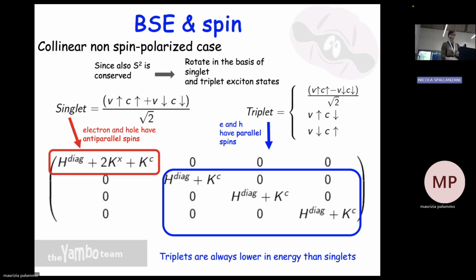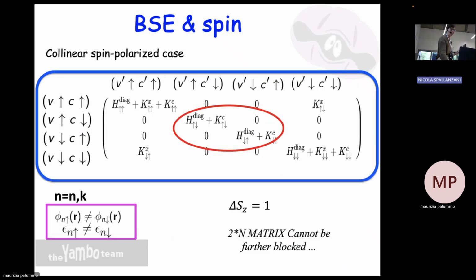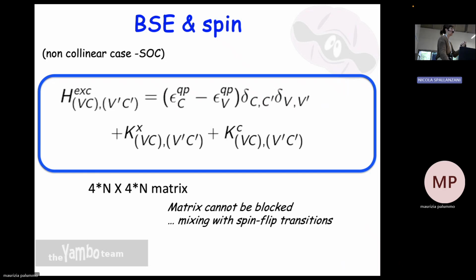Okay. You can do more. You can do also spin polarized. I don't know if there is a tutorial for molybdenum disulfide. In molybdenum disulfide, spin-orbit is very important.